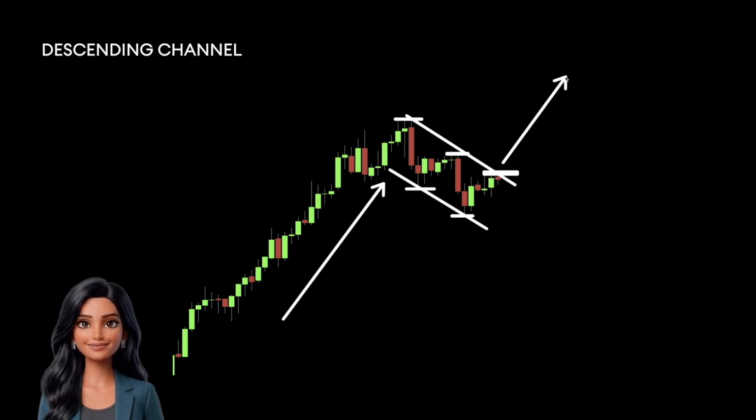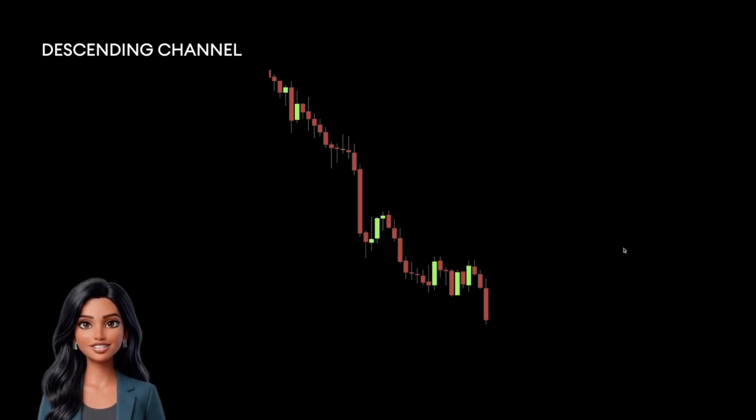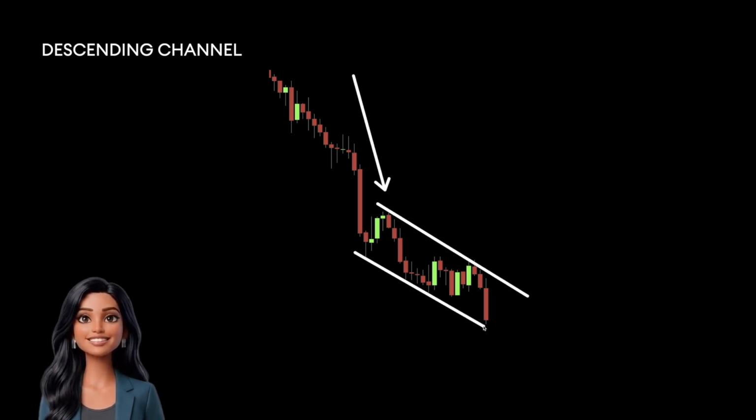Traders often look for buying opportunities when the price breaks out above the descending trend line, signaling a continuation of the trend. In a bearish descending channel, the price begins in a downtrend, and the channel formation confirms the downward momentum is still in place. Lower highs and lower lows indicate that sellers are in control, and traders may look for opportunities to short the market, especially when the price breaks below the descending trend line.